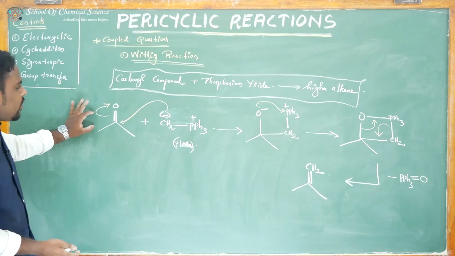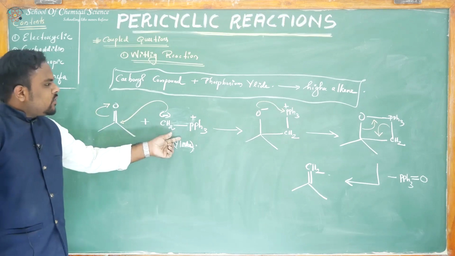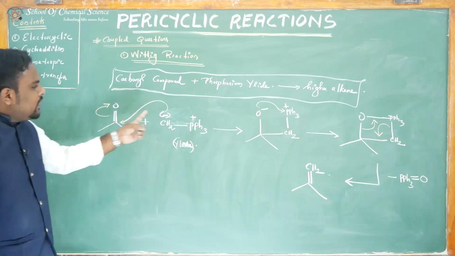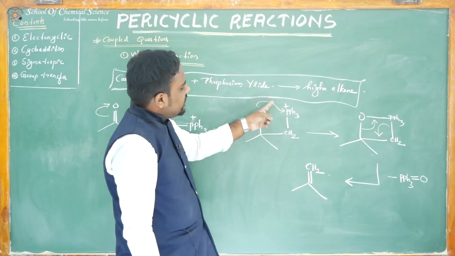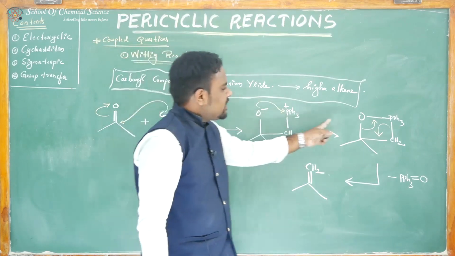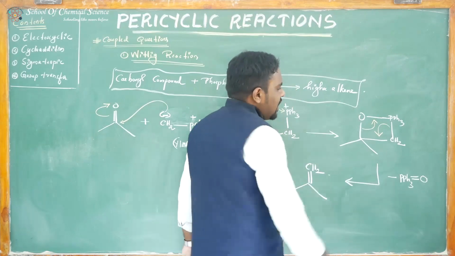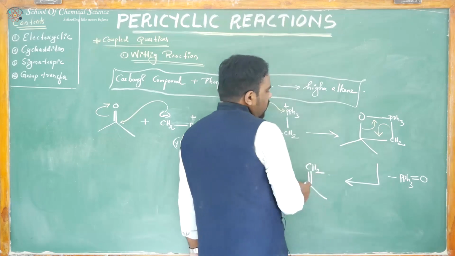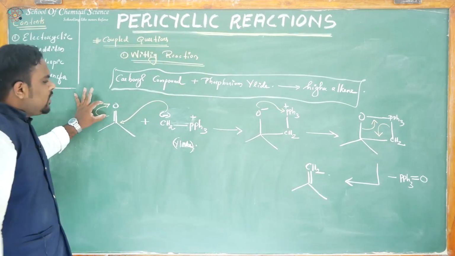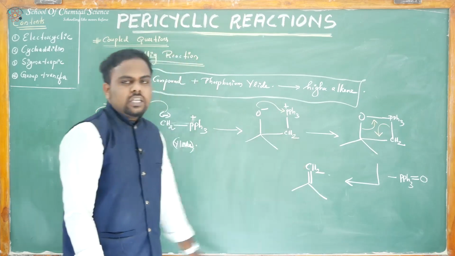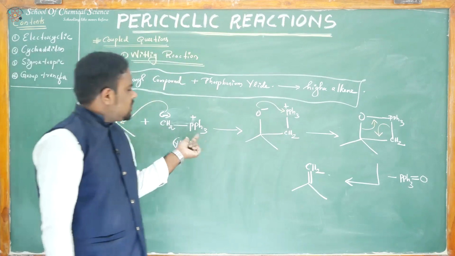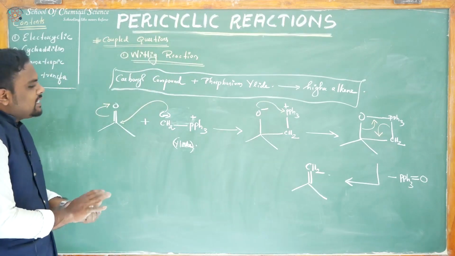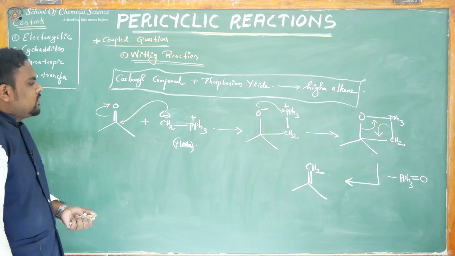This is called Wittig reaction. A carbonyl compound on reaction with the phosphonium ylide: the ylide attacks the carbonyl carbon, an intermediate is formed, and the negative charge attacks the vacant d orbital of phosphorus to form a cyclic intermediate. After that, with bond shifting, Ph3P=O is eliminated. The C=O is replaced by C=CH2. This type of reaction is called Wittig reaction.